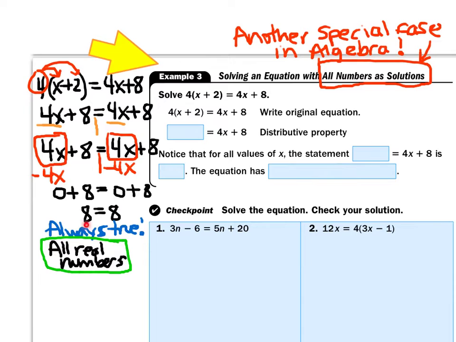And so you say, wait a minute, 8 equals 8? Well, yeah, of course, always. That's always true. And so we would say, for this case, that the solution is all real numbers. And what that means is any number that you substitute in for x, any number in the universe, will make this a true statement. So we say the answer to this is all real numbers.